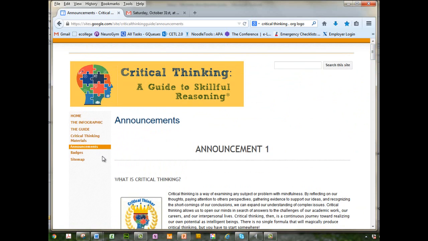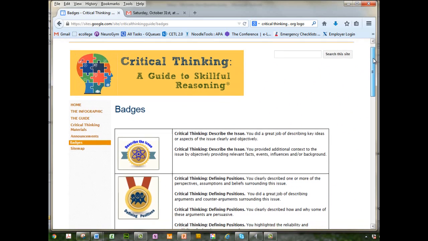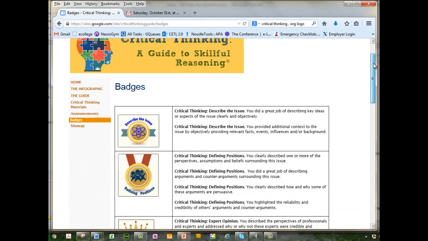Now, in order for faculty to be able to embed the concepts of this model of critical thinking, we created badges along with feedback. In week 1, students examined the description of the issue. They used that step 1 in the model. And so we created a badge that supported step 1, describing the issue.